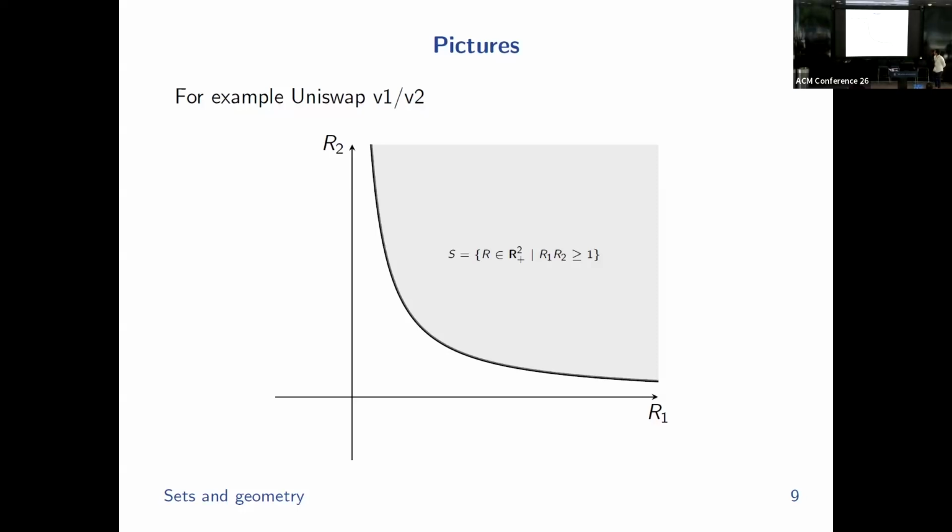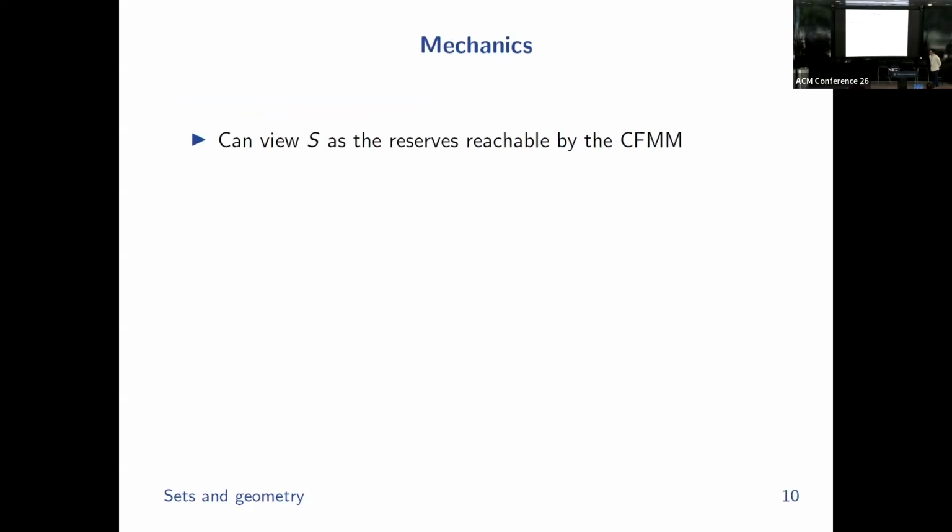So, I've explained what we've now redefined the CFMM as, but what are its mechanics? How do we get back to the original CFMM? The CFMM has these trades that it accepts. What does that mean? One way to think about the set is that it's the set of states available to the CFMM. In other words, the set of reserves which are consistent with the CFMM's behavior.